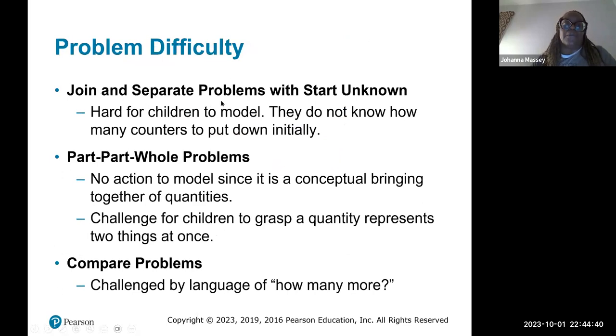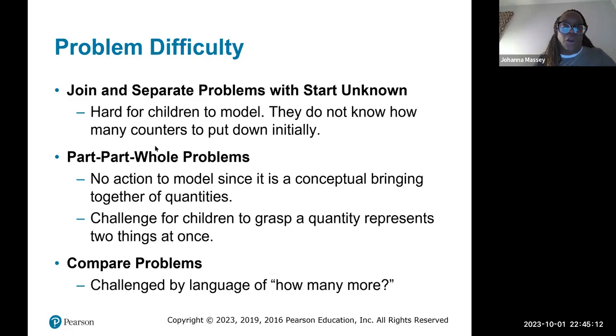Join and separate problems with start unknown. It's hard for children to model with the start unknown because it's like algebra, which is algebraic thinking rather. They don't know how many counters to put down initially. So you have to kind of walk them through that. You have to teach that. And there are some strategies here for the join and separate problems.